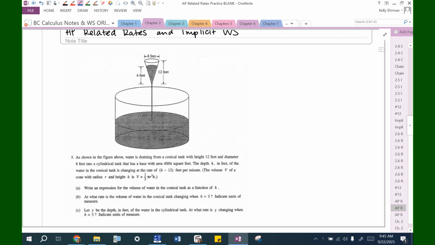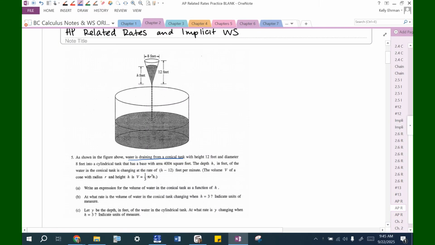Okay. As shown in the figure above, water is draining from a conical tank with a height 12 feet in diameter, 8 feet into a cylindrical tank that has a base area of 400 pi square feet. That's a ton of information. They have given us some of this labeled into the picture. I want to right now get rid of this 8 and make it a radius of 4 feet.